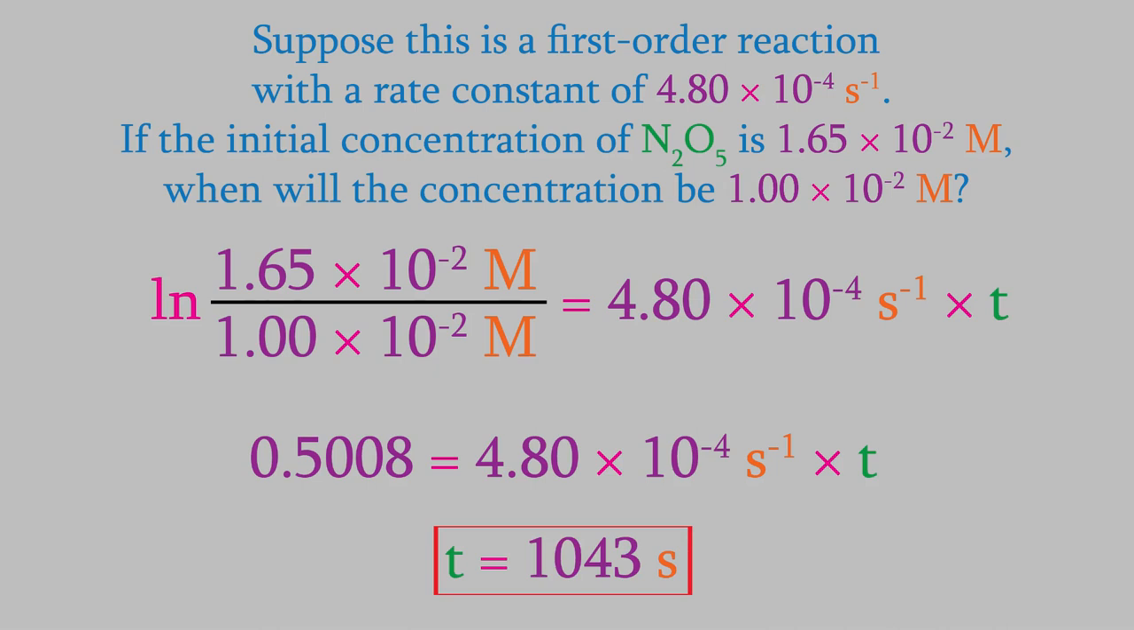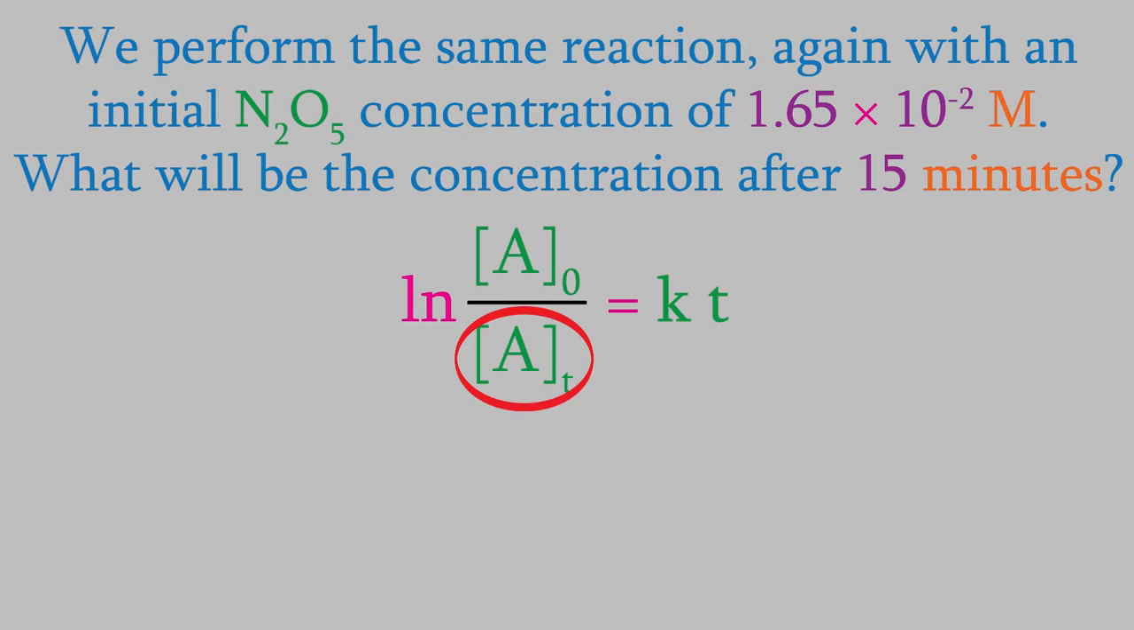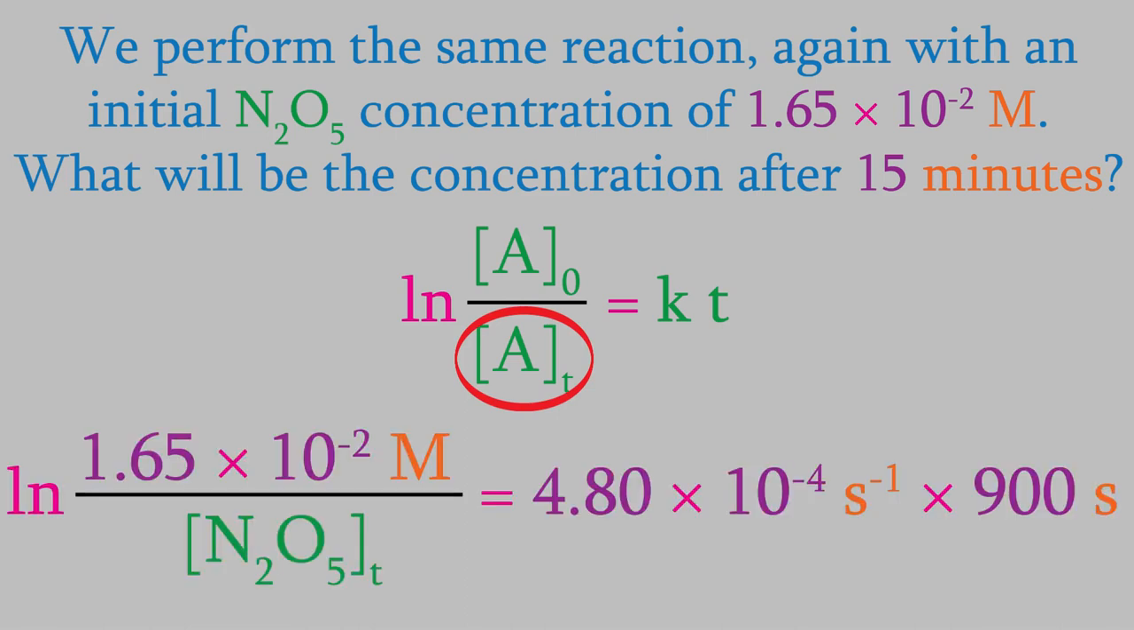Let's try another problem. Suppose we performed the same reaction and still starting with a concentration of 1.65 times 10 to the minus 2 molar. What will be the concentration after the reaction has been going for 15 minutes? We used the same equation as last time, but this time our unknown isn't t. We know the amount of time that's gone by. Instead, our unknown is the final concentration, which is down in the denominator. We'll plug the rest of our data into the equation.